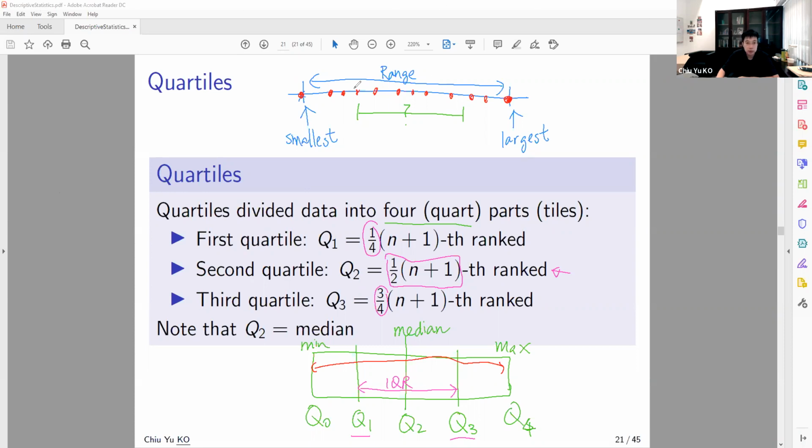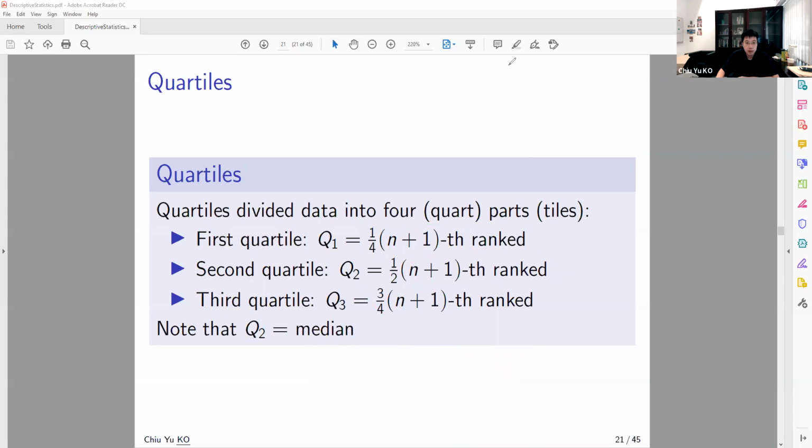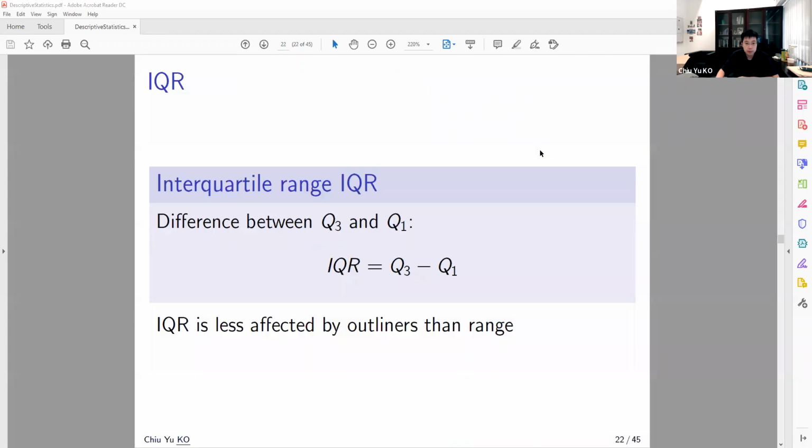So then I erase the board here. Then the definition, as we just said, is the difference between Q3 and Q1, right? And the important point is that it is less affected by outliers, as said, because we look at the middle, right? So if an outlier is not in the middle, it doesn't really matter. If the outlier is in the middle, then it's not an outlier, right? Because outlier means an extreme value, so it's not affected. So let's go to the next slide.